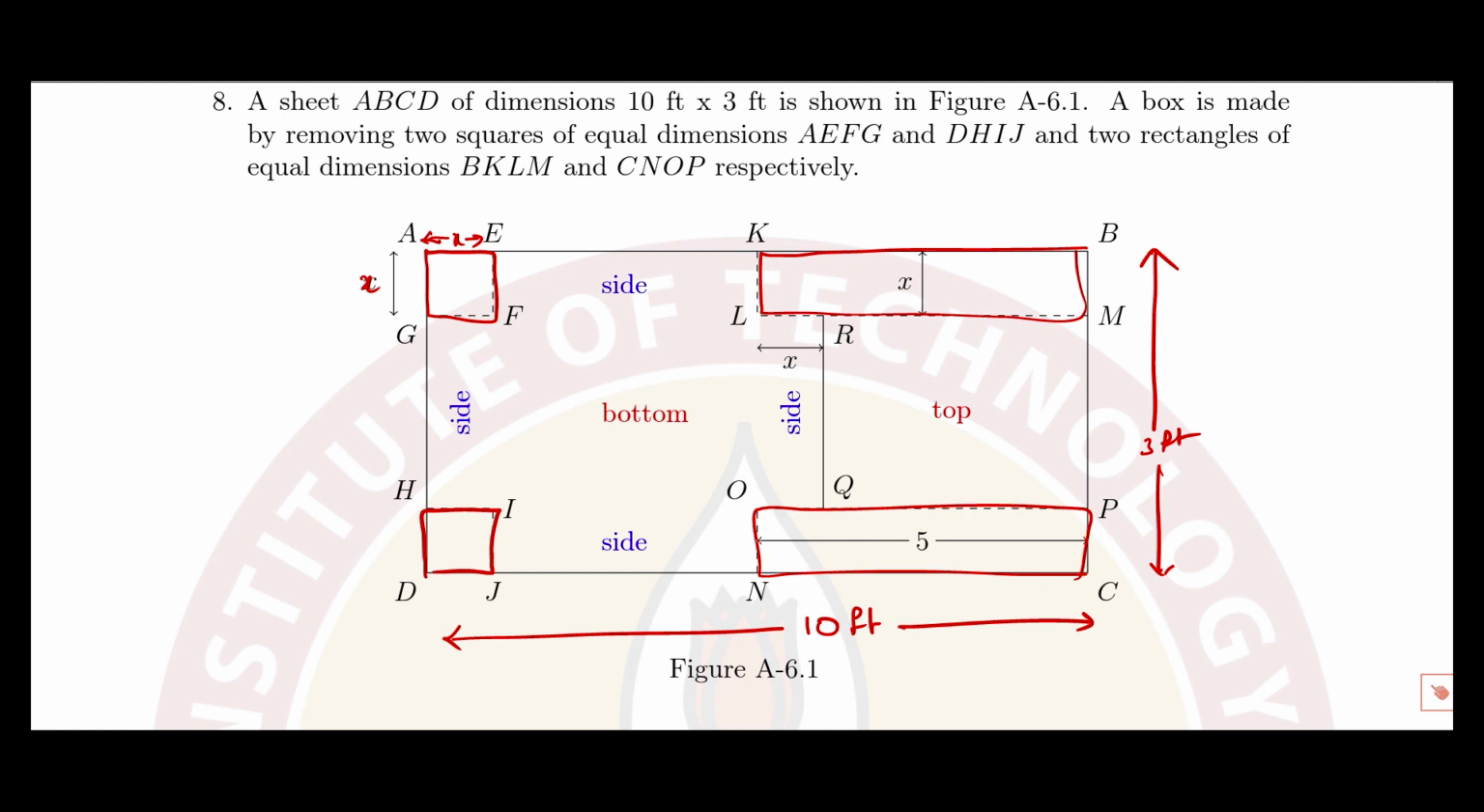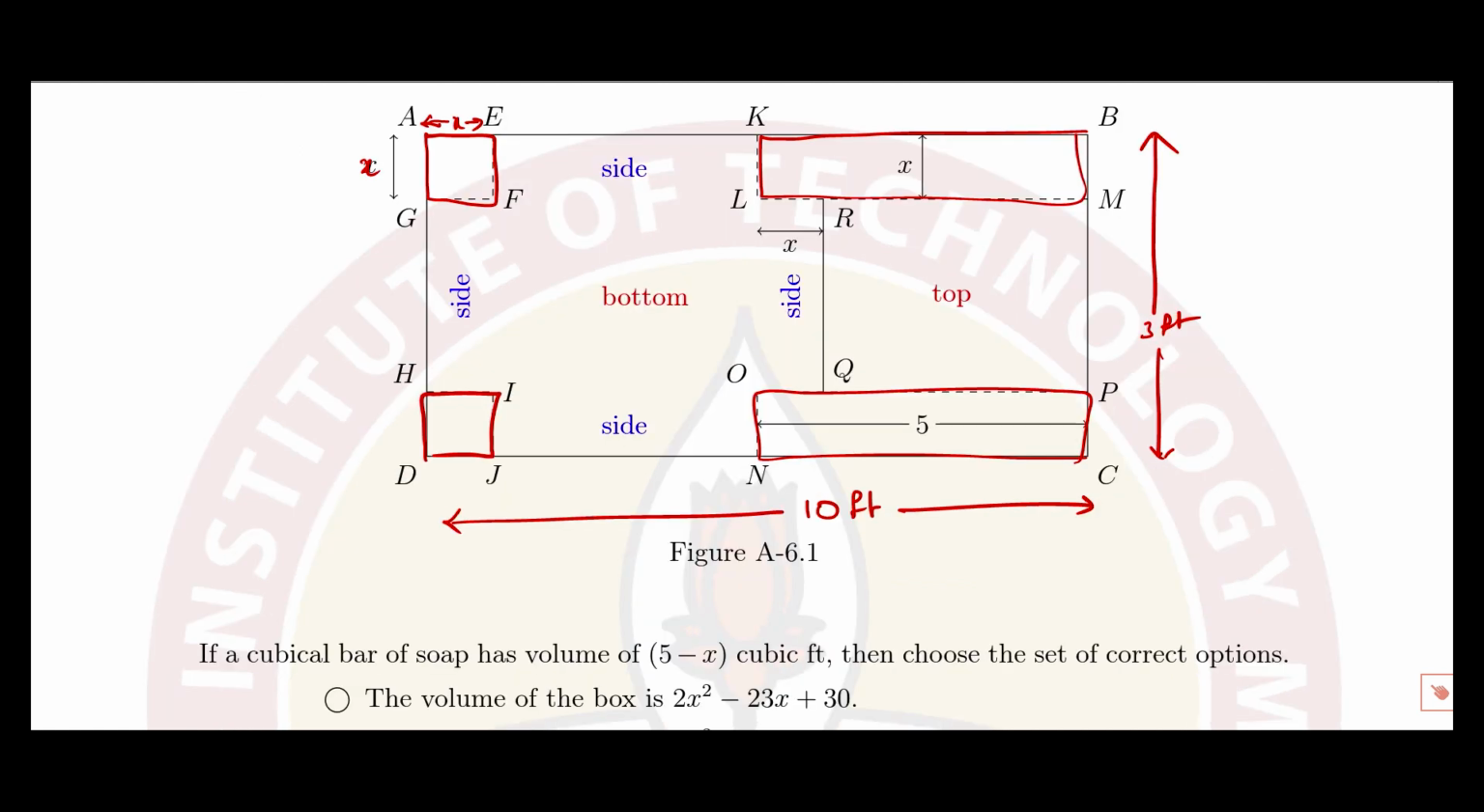So it is given that the length of this rectangle box is 5 and the width of this rectangle box is x. Now, if a cubical bar of soap has a volume of 5 minus x cubic feet, then choose the set of correct options.